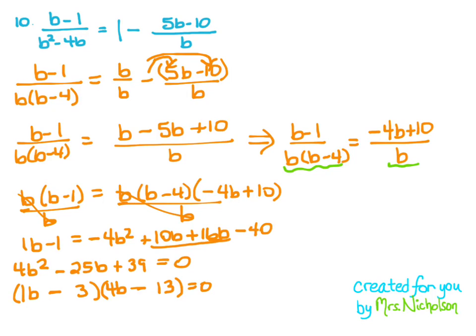And so now we can solve for b. We're going to solve by setting each one of these equal to 0. If b minus 3 equals 0, then b equals 3. That's an answer. And then if 4b minus 13 equals 0, then b equals 13 over 4.